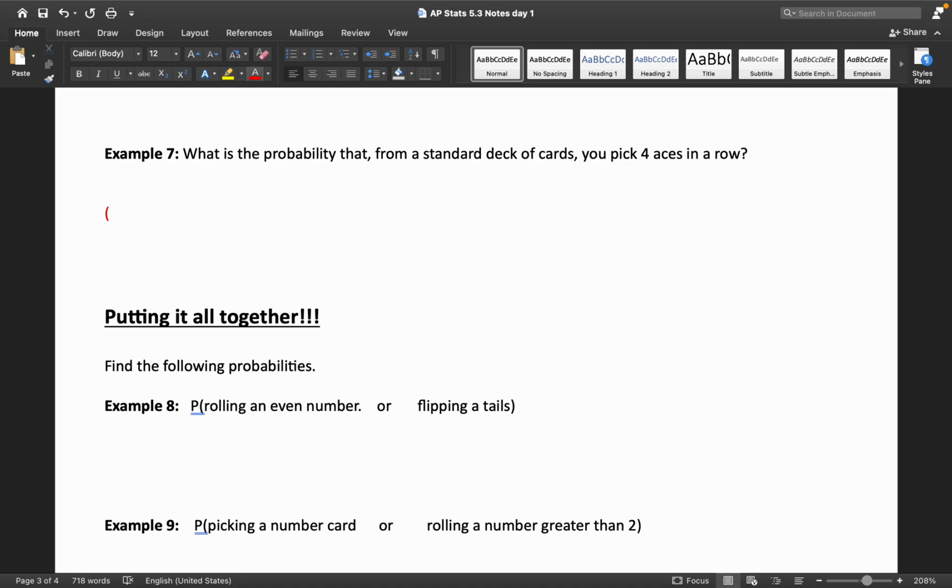What would that be? First ace is 4 out of 52. Second ace is 3 out of 51. So there's one less ace and one less card. Then I've only got 2 aces and 50 cards in the deck. And 1 ace and 49 cards would be left in the deck for my last draw.